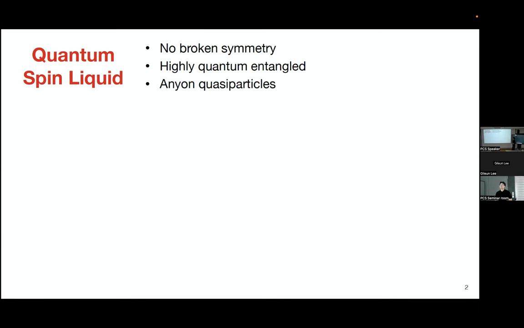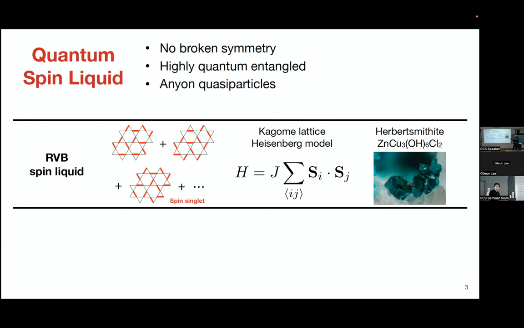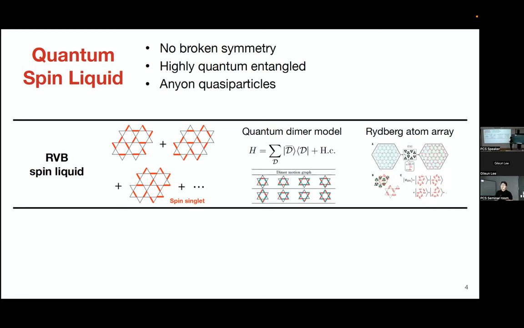So then what is the example? Maybe the simplest and oldest example is the resonating valence bond spin liquid state, originally proposed by Philip Anderson a very long time ago. So basically, the RVB state is a quantum superposition of all possible spin singlet dimer configurations. So this video shows the RVB state on the two-dimensional Kagome lattice. So this type of spin liquid has been a subject of intensive studies in quantum magnetism. For instance, this RVB spin liquid state has been studied in the Kagome lattice Heisenberg model and also the candidate material Herbertsmithite. Nowadays, this RVB spin liquid state is being studied in various quantum simulators, including Rydberg atom arrays.